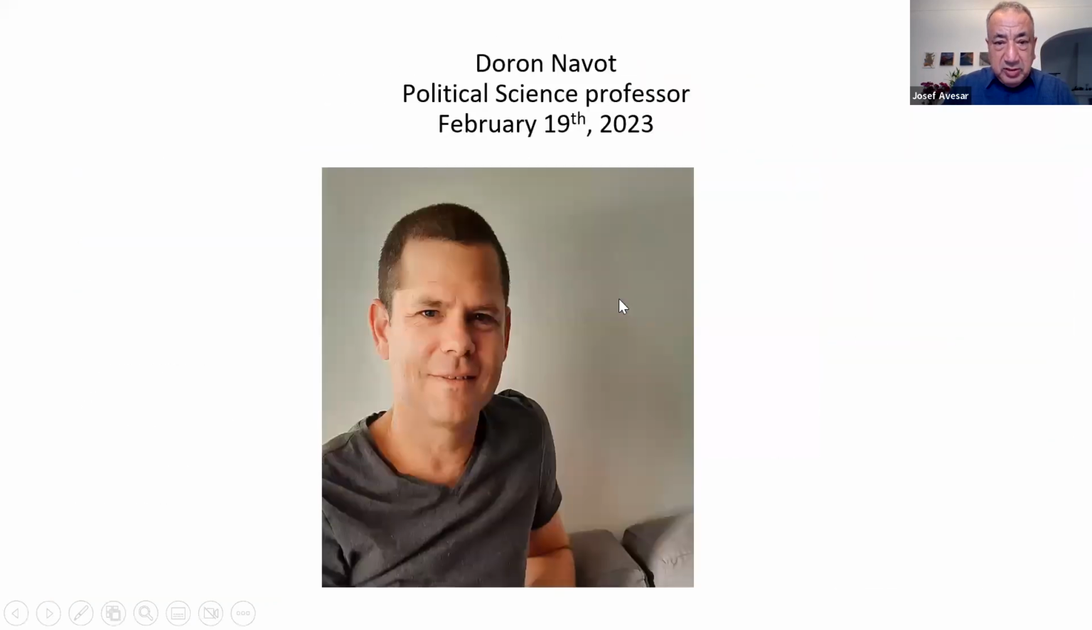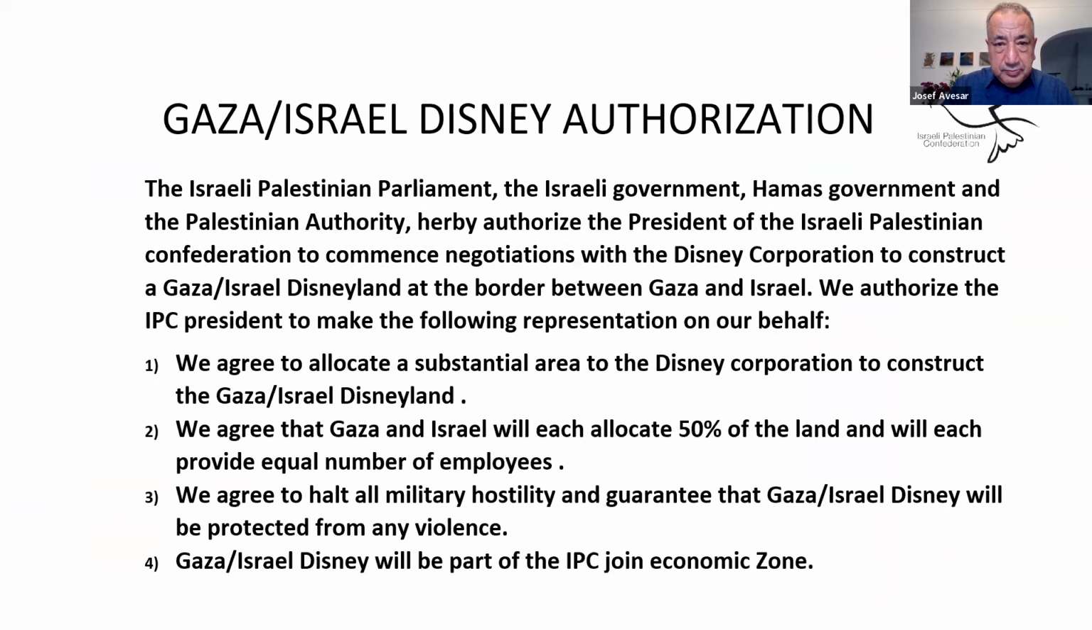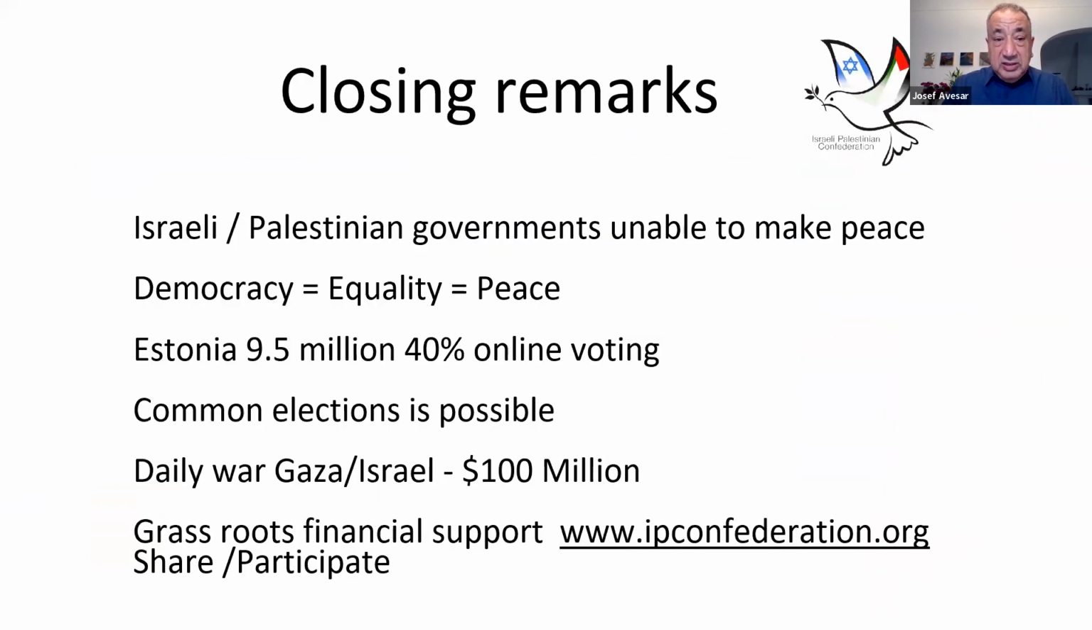Okay, let me have the concluding remarks. I believe that the Israeli and the Palestinian governments are unable to make peace. It's reality. Democracy is what's needed. Equality equals peace. The country of Estonia, with 9.5 million people, votes online. So online election is a possibility. I want to remind you that Israel and Gaza spend over $100 million a day for a full-fledged war. $100 million could make the elections very easily, and sustain the government for several years.